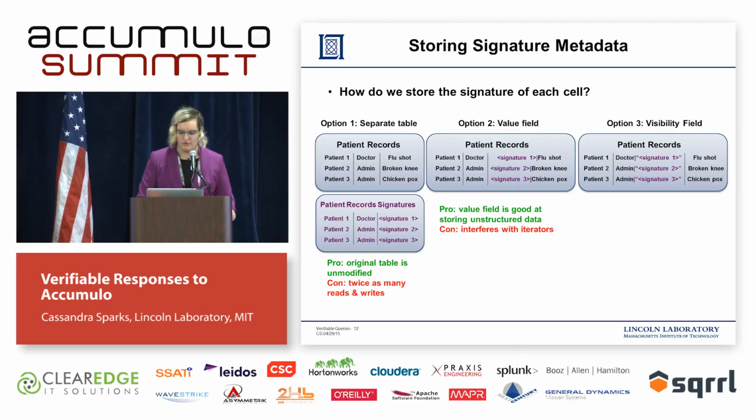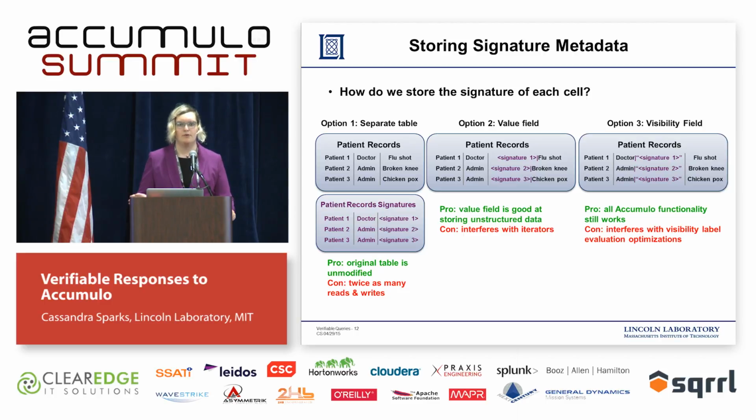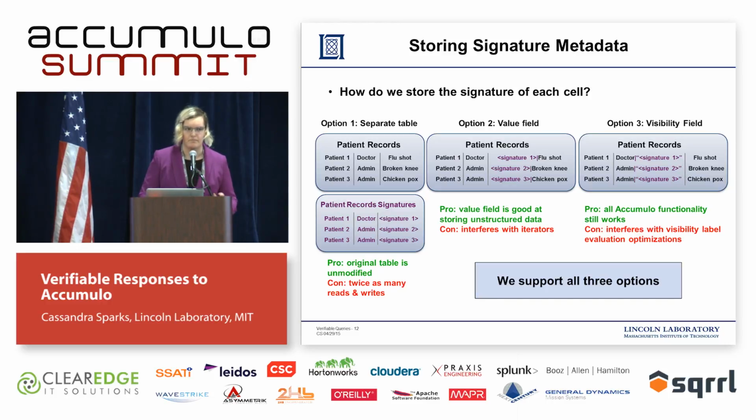The advantage here is that you're not storing anything in the value field, so it doesn't interfere with iterators. But the downside is that Accumulo has a lot of optimizations in place already to make sure that visibility field evaluation goes very quickly. And this can interfere with some of them, right? Because like I said before, this is adding something essentially random to the end of the visibility field. So Accumulo's fast fail operations that evaluate this won't be able to cache things as well, or at all, because everything will have a different signature. So again, none of these is strictly better or worse than the other, and this really depends on your use case. So we support all three of these options, so that whoever's implementing this in their code can determine what works best for their specific scenario.